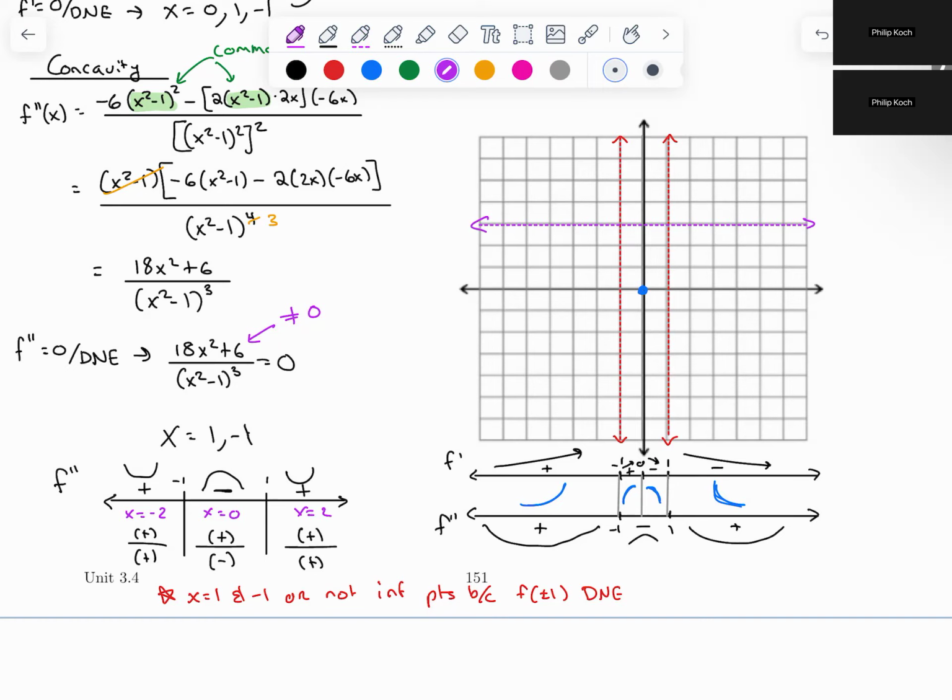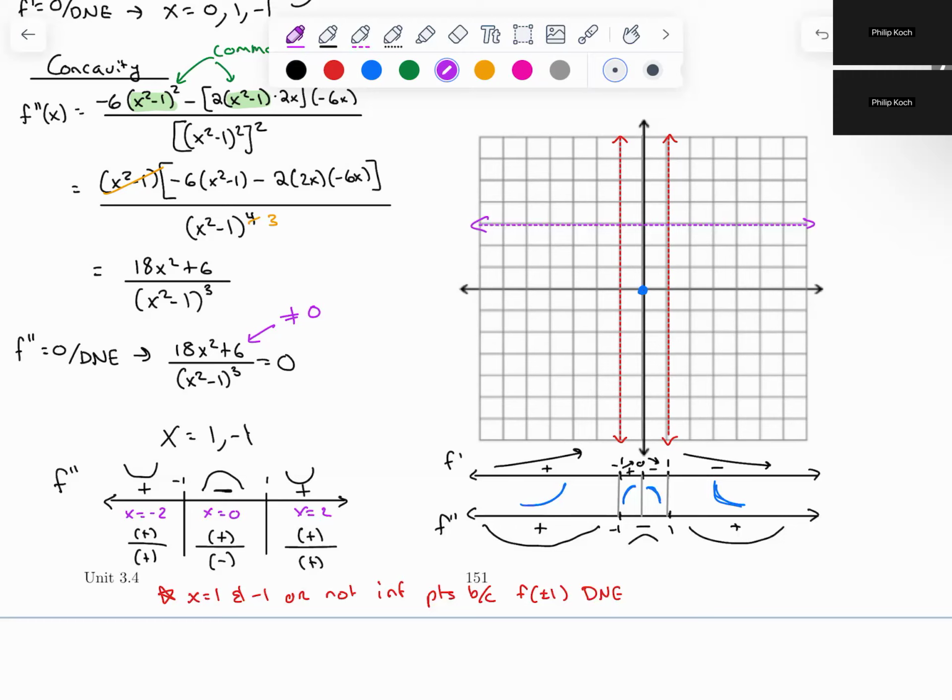Then I found a relative maximum at 0, 0, but I've already plotted that. And I didn't have any inflection points. So now I've plotted in all my preliminary information. Now I just need to fill in the graph. So I have to make this shape.